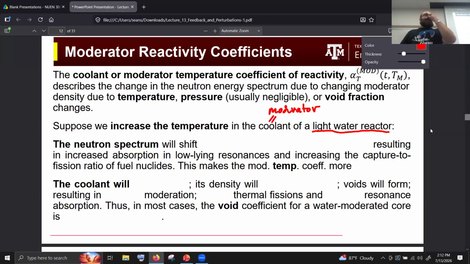what's that going to do to the neutron spectrum? If I increase my temperature, how does that shift my neutron spectrum?